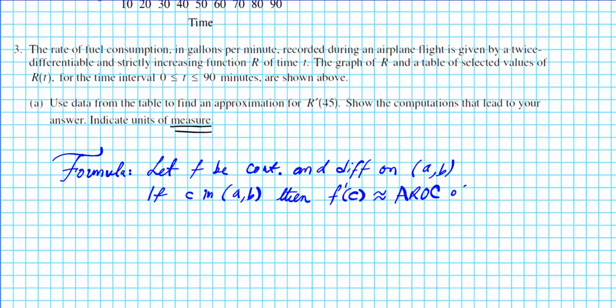Average rate of change of the function on the interval AB. All right. So this basically applies to scenarios where you have a continuous and differentiable function and you want to estimate what the instantaneous rate of change is. The smaller the interval, the more accurate your estimation is.